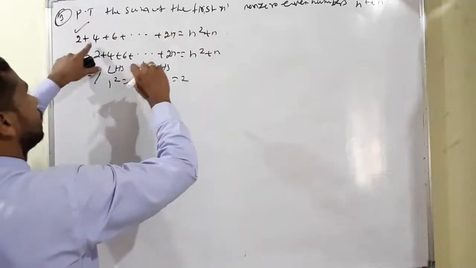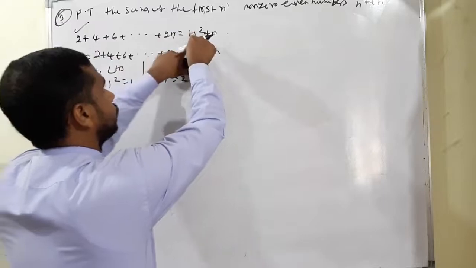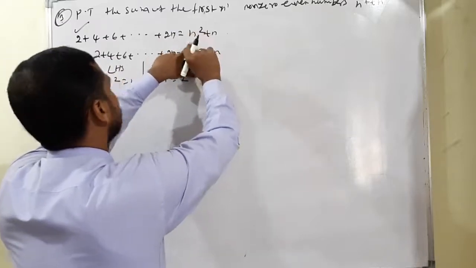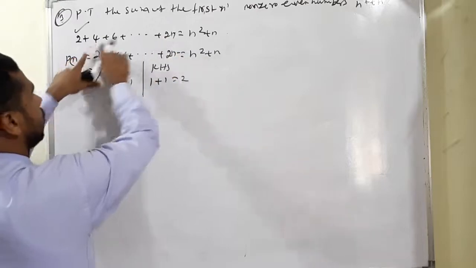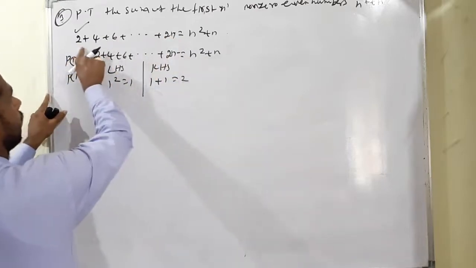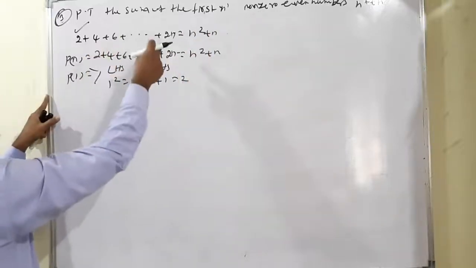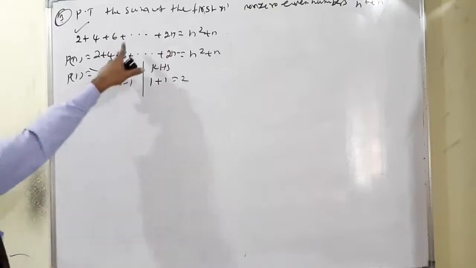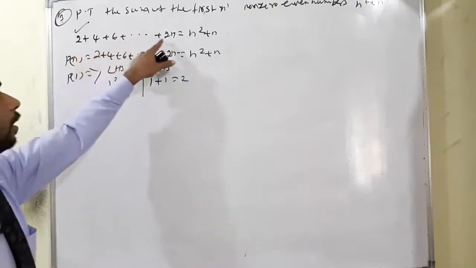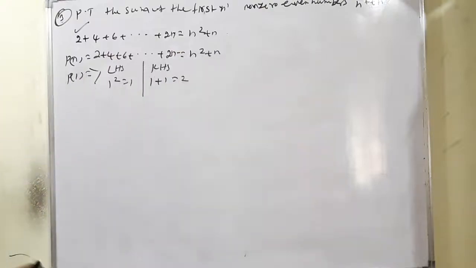The next condition, take n as 2. So 2 into 2 is 4. Opposite side also, 2 square plus 2, so 2 will come. So 2n only, it's correct. Then only we can say it is the sum of the first n non-zero even integers. Next, take 3, so 2 into 3 is 6. This is the way. Therefore 2 plus 4 plus 6 plus dot dot dot plus 2n equals n square plus n.